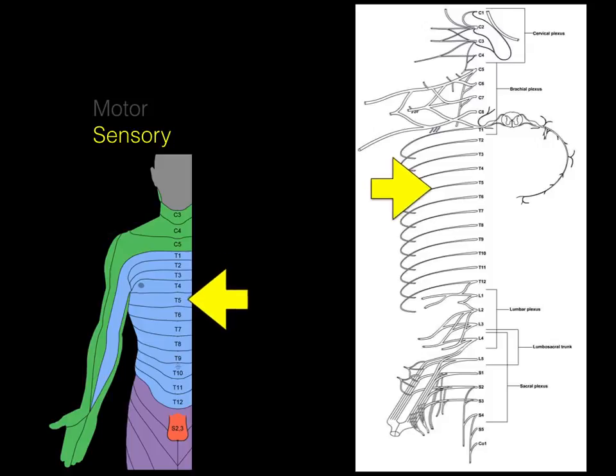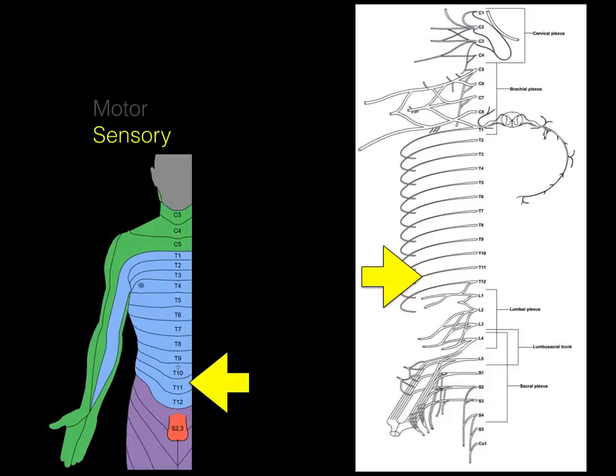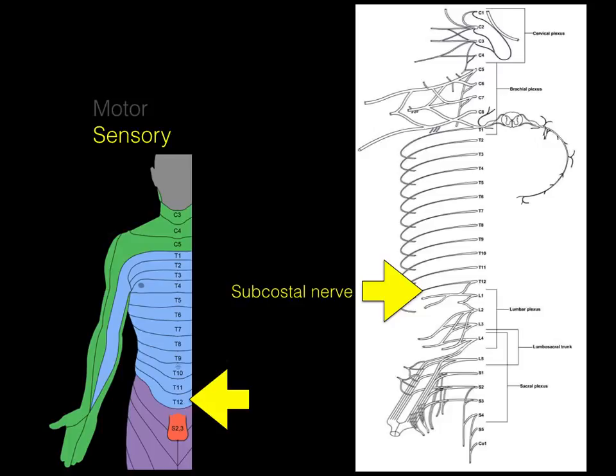If we continue going down at every segmental level, we have the T7 intercostal nerve, which supplies the T7 dermatome, all the way down to T10, belly button, T11. And then the T12, we don't really call it an intercostal nerve anymore because it's not between ribs, it's below the bottom rib. So we call it the subcostal nerve, sub for below.